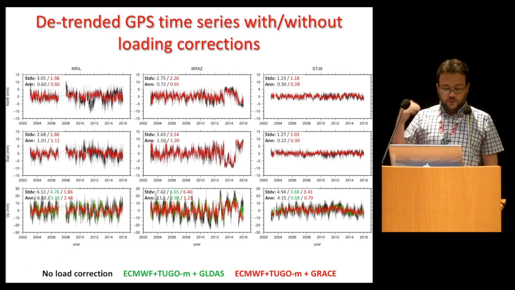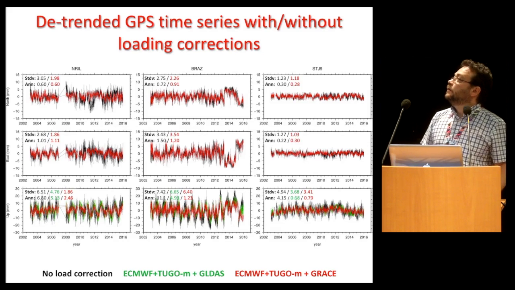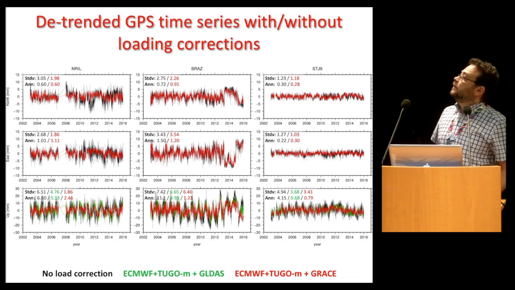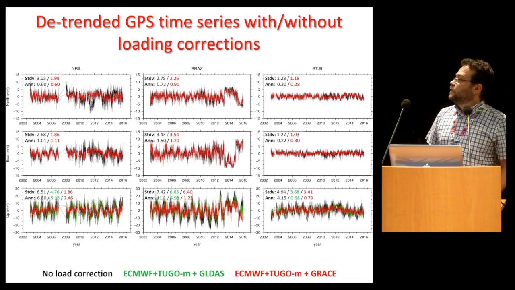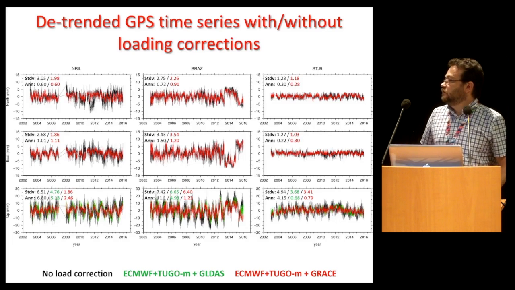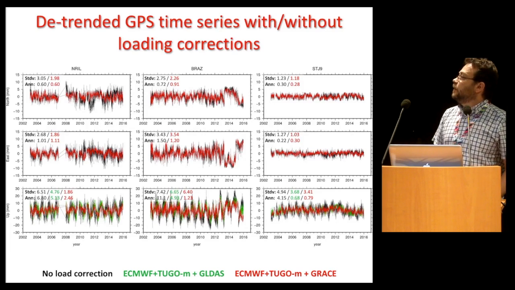So again, on top north, the east in the middle, and up at the bottom, for 3 different regions: one in Siberia, one in South America, Brasilia, and the station of Strasbourg for, let's say, mid-latitude. And you have in black the solution without the load, in green the solution atmosphere plus ocean plus the hydrology using the GLDAS model, and in red when I replace the hydrology model with GRACE.